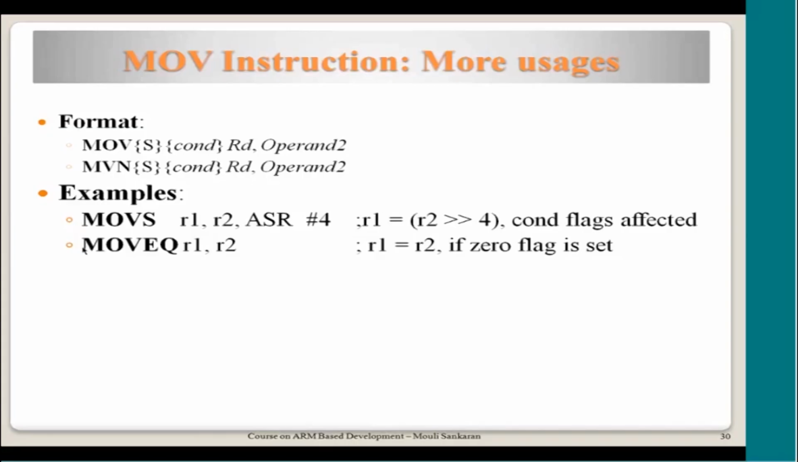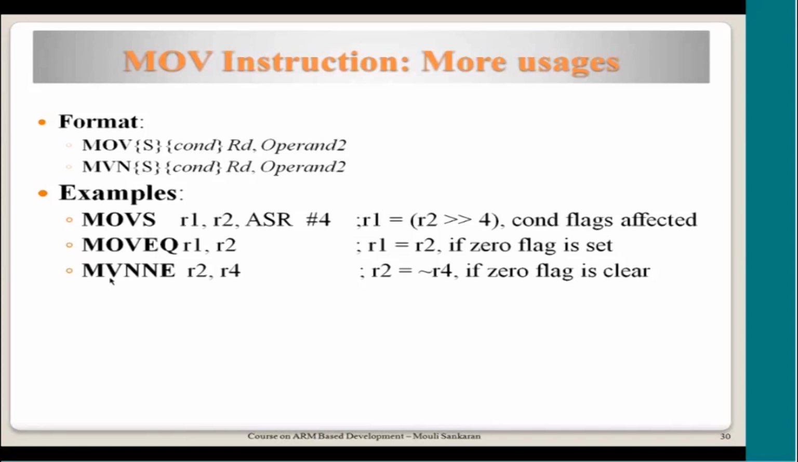So remember, it need not be the impact of the previous instruction. Whichever instruction executed earlier, whatever is the status of the zero flag or the conditional flag, based on that condition this instruction is executed. So if at this moment, when this instruction enters the execution stage, the zero flag was set, this will be executed, otherwise it will be ignored.